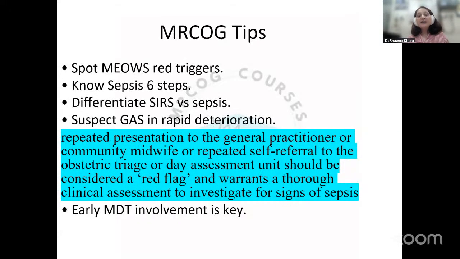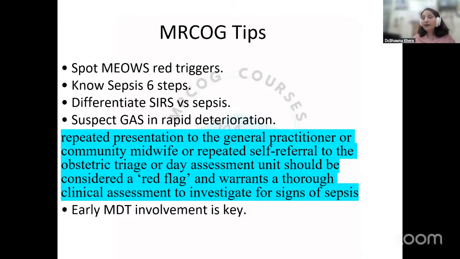So repeated presentation to the general practitioner or community midwife, or repeated self-referral to the obstetric triage or day assessment unit, should be considered a red flag and warrants a thorough clinical assessment to investigate for signs of sepsis.